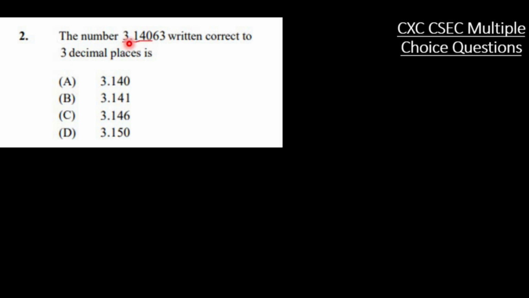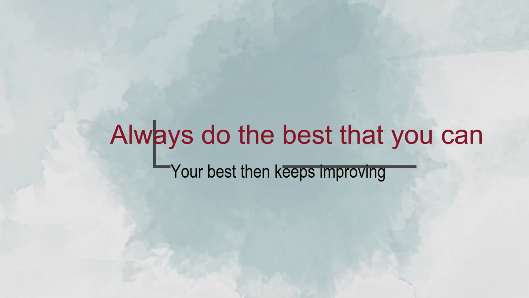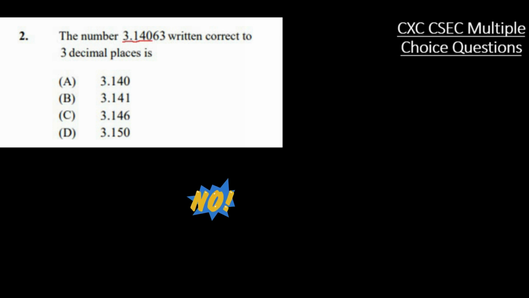So we write from 3, which is the whole number, and then after the point we count the decimal places. 1, 2, 3. Now, do we actually write 3.140? No. What we do, we basically cut off after the 0 since we want 3 decimal places, but we always check the very first digit that we're cutting off. If it's 5 or more, we're going to add 1 to the digit that is in the required decimal place. So the 0 is in the third decimal place.